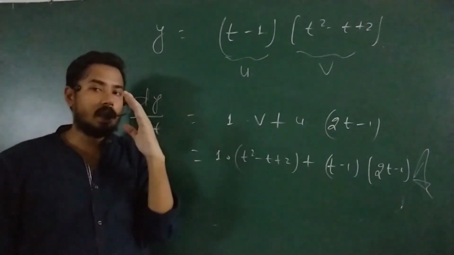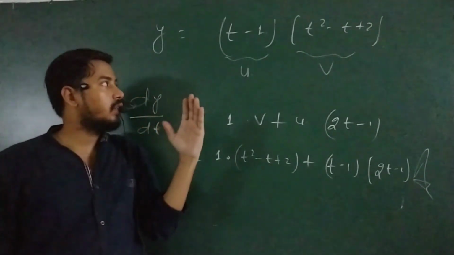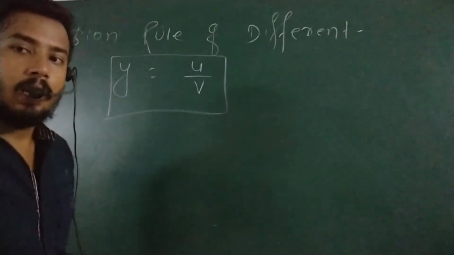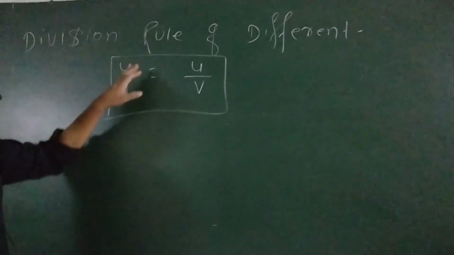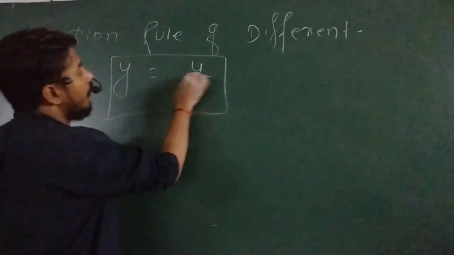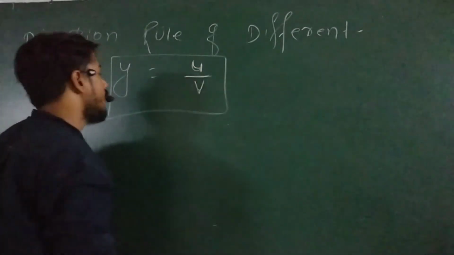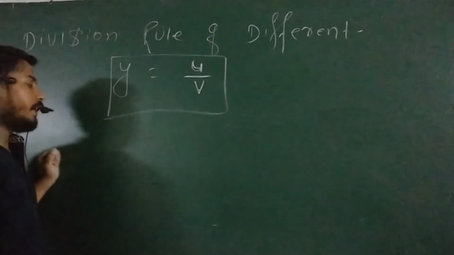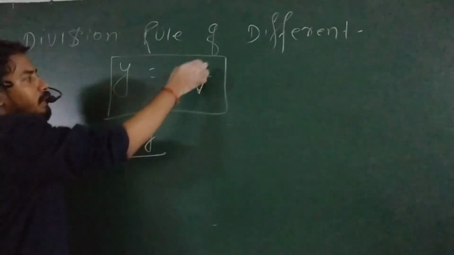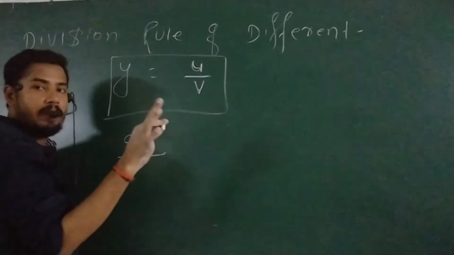Now we are going to take the division rule of differentiation. So see here, we are going to take one function y is equal to u by v. So we have to take the differentiation of this one. How can we find it? Very easy, just follow me. I assume this is a function of x, maybe t, maybe z.